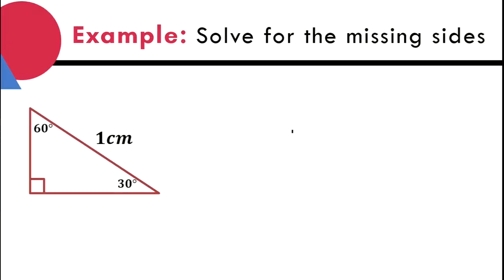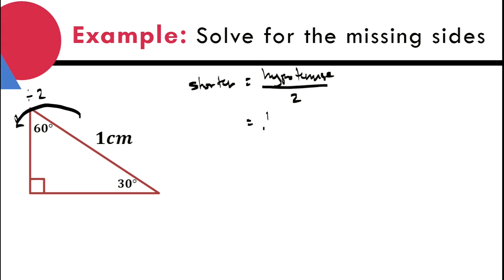Last example, again a 30, 60, 90 triangle. The given side is the hypotenuse. So from the hypotenuse, to get the shorter leg, we need to divide it by 2. So shorter leg is equal to hypotenuse divided by 2. Hypotenuse is 1 divided by 2. This is now the measure of the shorter leg, 1/2 centimeters.